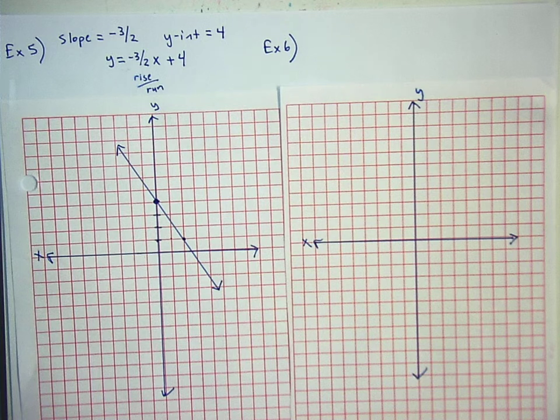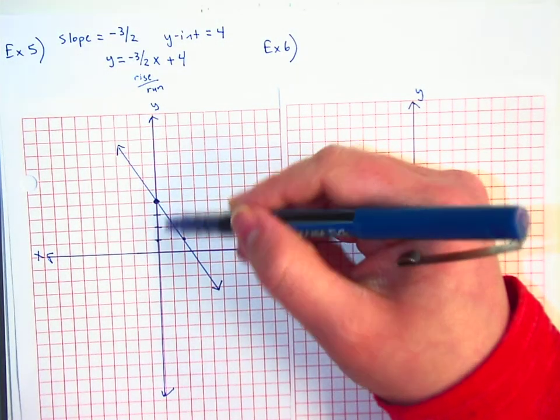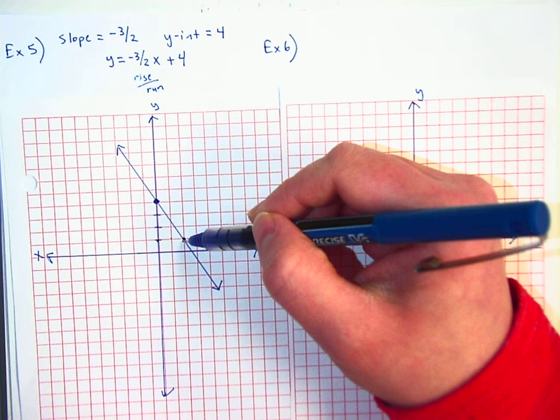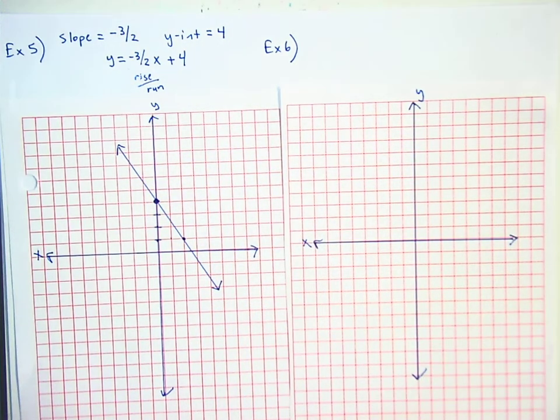So the first step, graph the y-intercept, and then use rise over run to graph the slope, and then draw a line in. That's how you graph them.